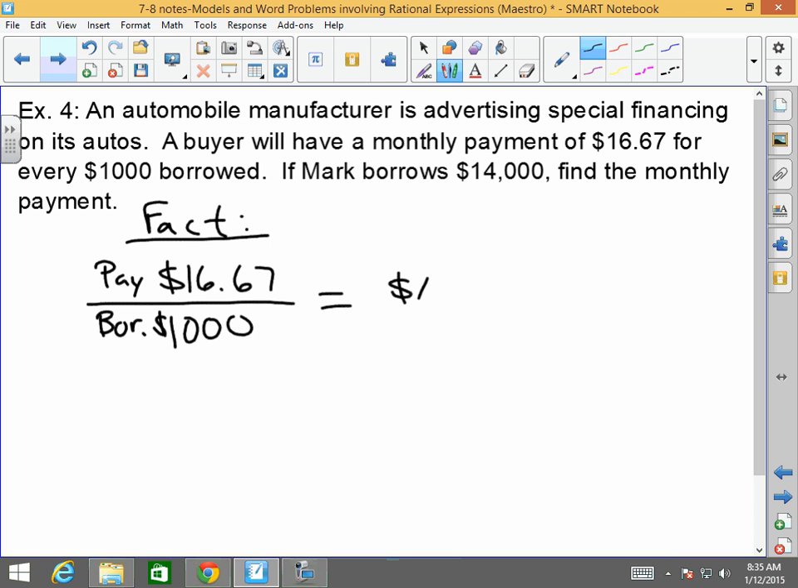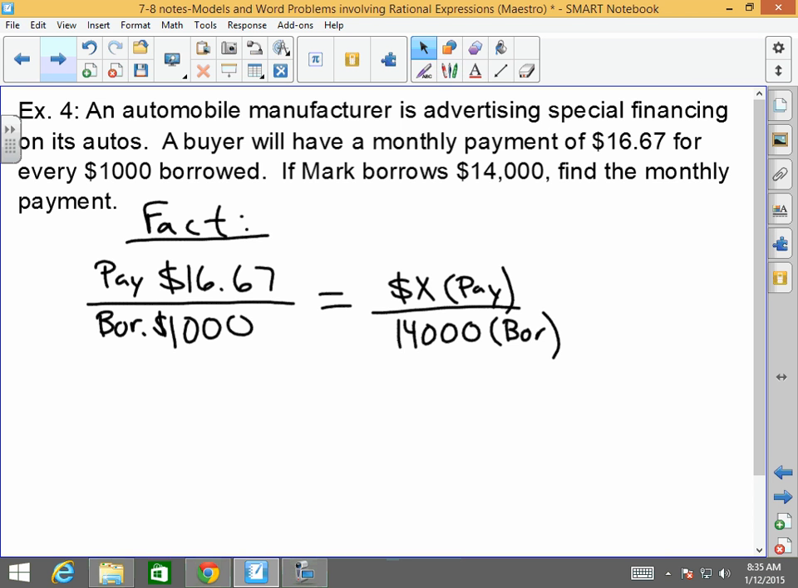What's my payment if I borrowed $14,000? Unit to unit, pay to pay, borrow to borrow. Does that make sense, gentlemen? Okay. We have a long lesson today, so I'm not going to solve this, but that is the setup, and you literally just cross multiply. Okay. And once you do, let me just do the math so when you do it at home, you know you did it correctly.